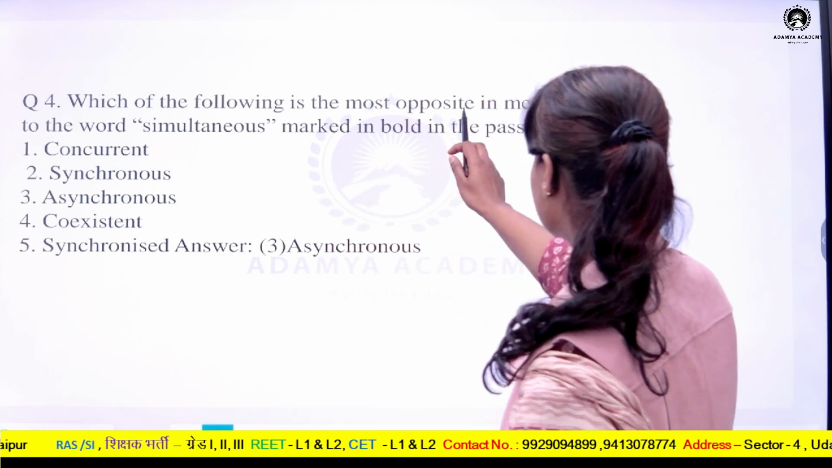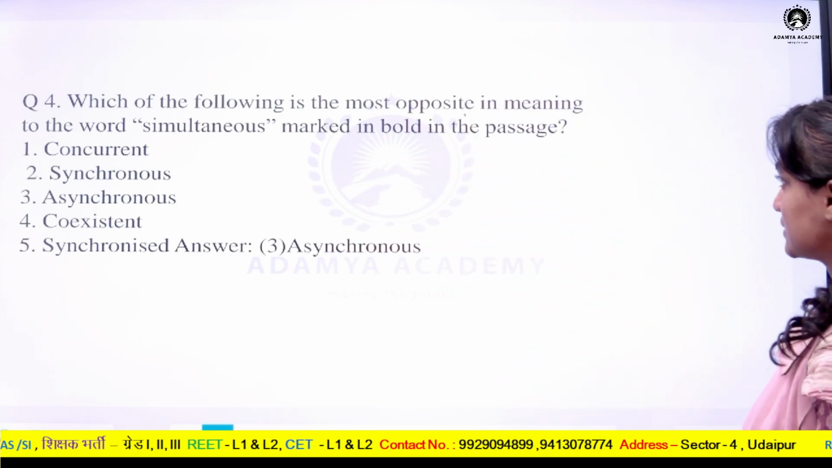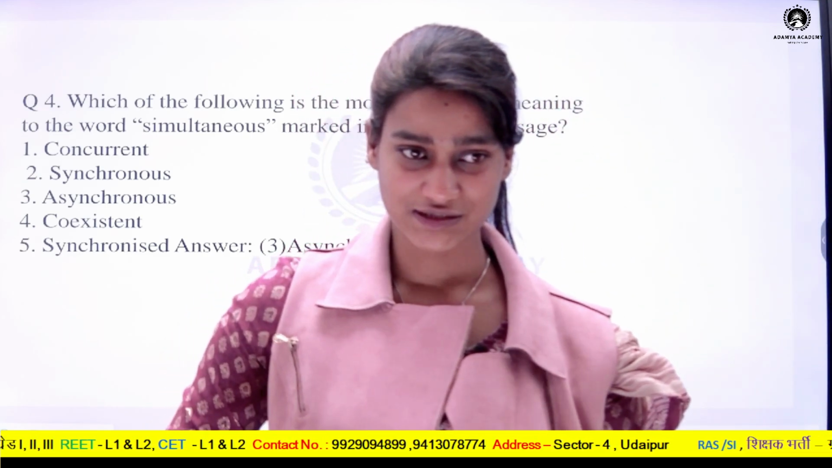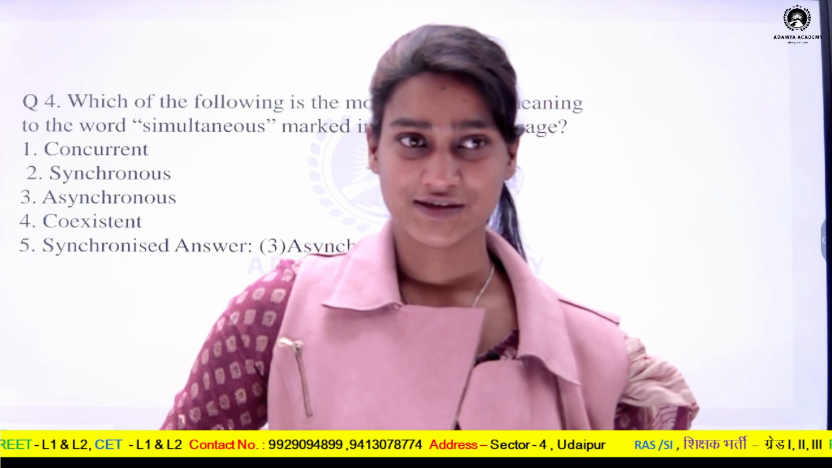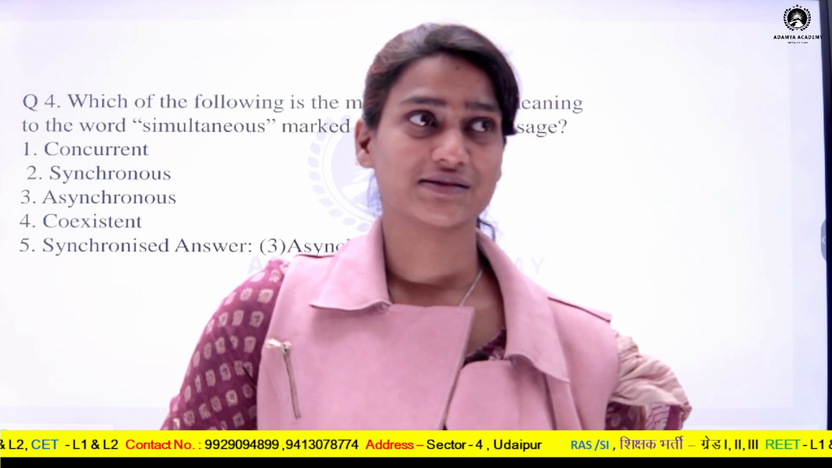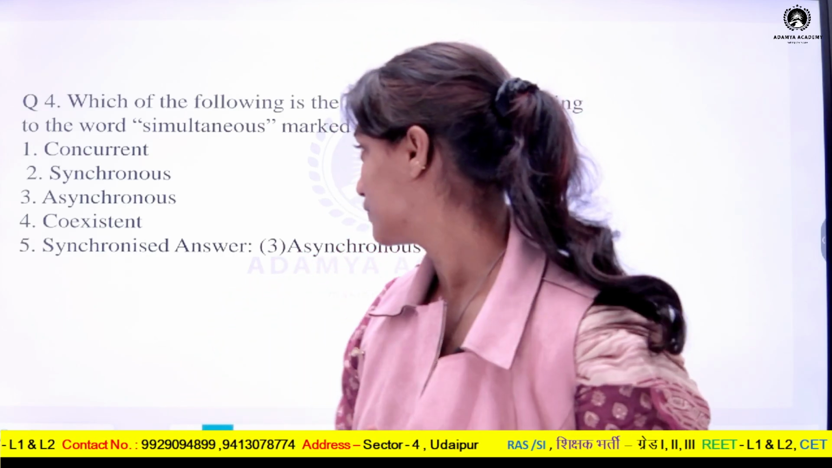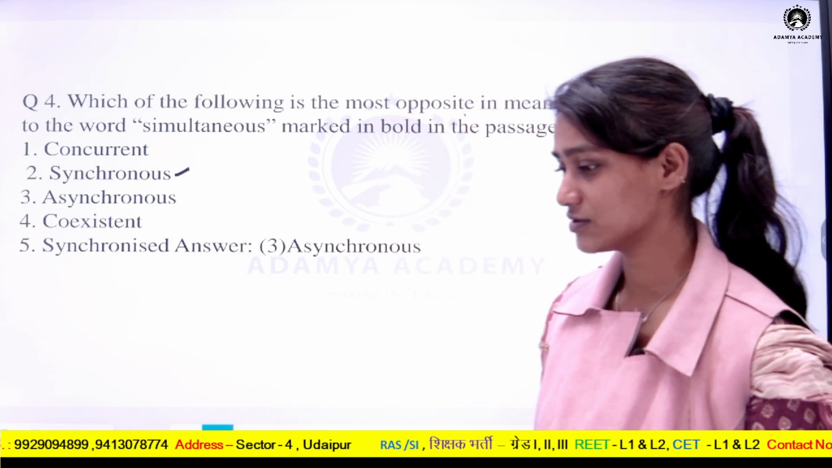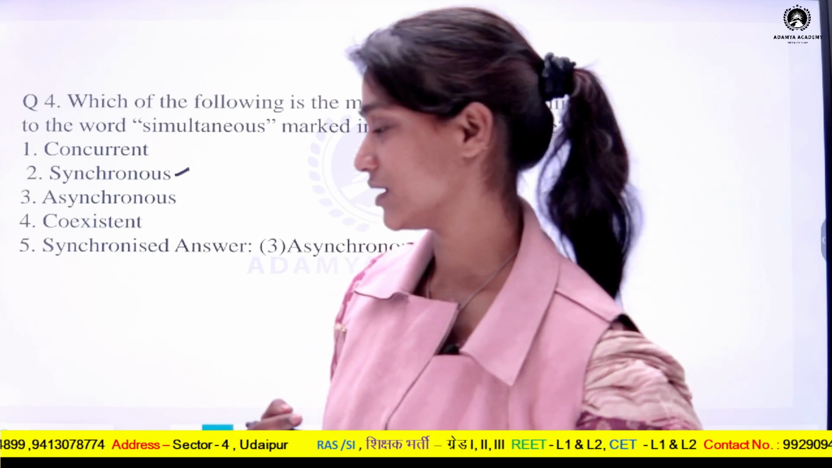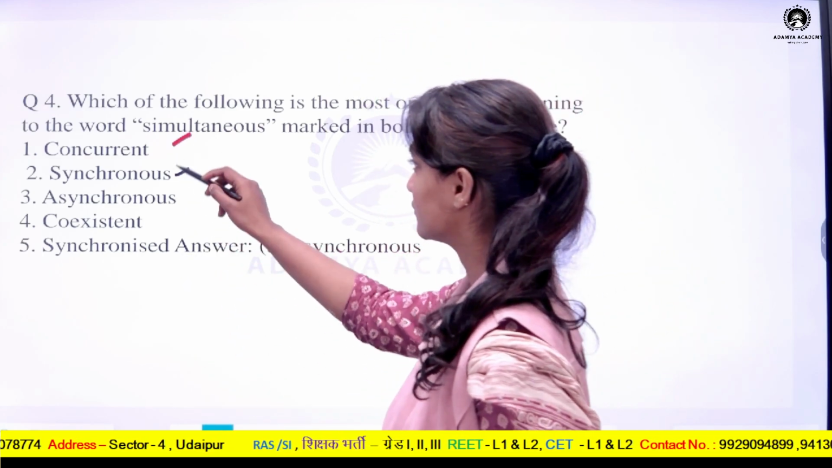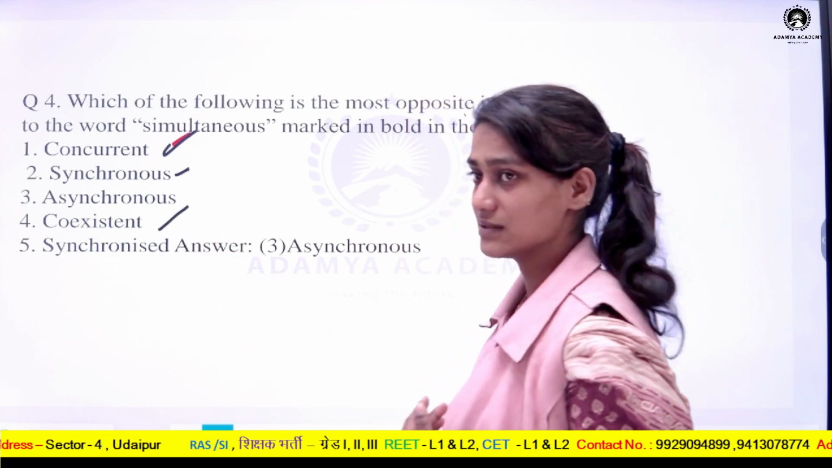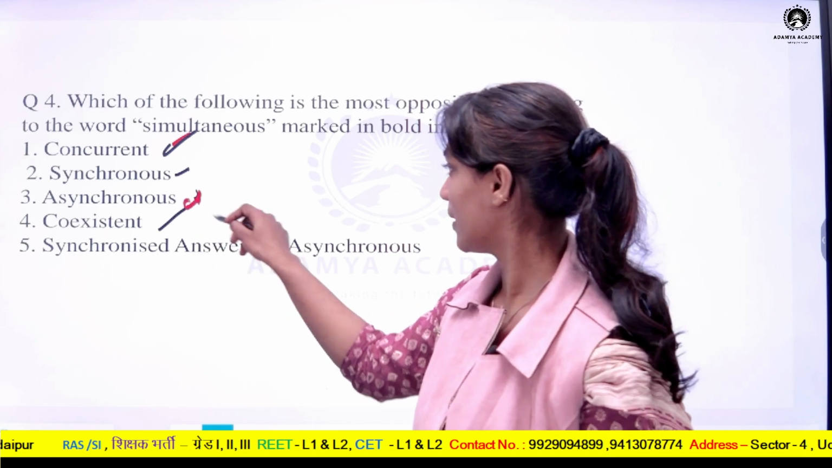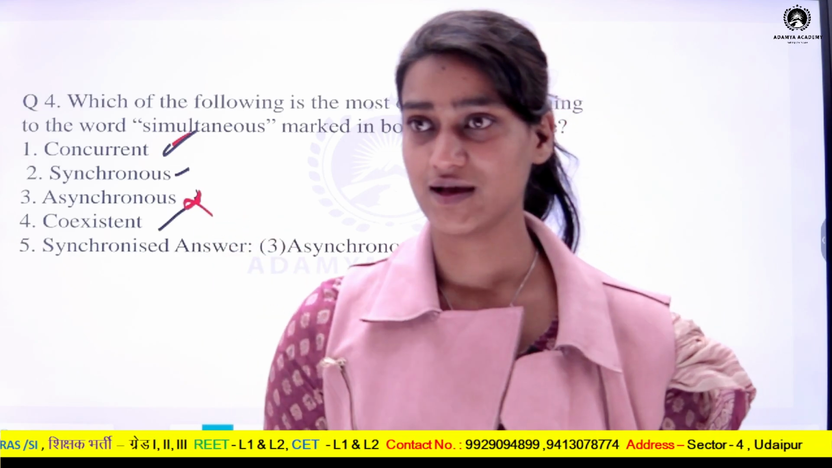Which one of the following is most opposite in meaning to the word simultaneous marked in bold in the passage? I have given the example of simultaneous. Simultaneous means doing something side by side. So simultaneous means synchronous, the way in which we are able to balance two things at a particular time. Concurrent is also the same. Coexistent is also the same, but asynchronous is opposite to synchronous. So this will be the answer.